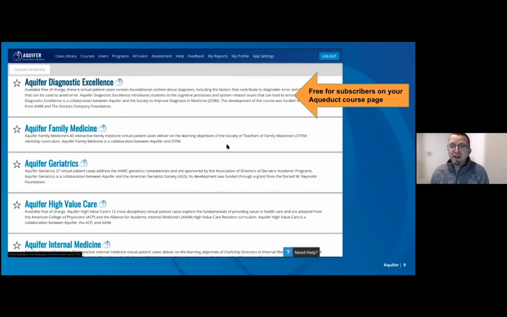So one of the things we do want to highlight is that these cases are free for the institutions that already subscribe to other products. We feel like this is such a mission-driven thing, an add-on that you can use to complement your other courses, whether it's family medicine, geriatrics, high-value care, internal medicine, whatever it is.